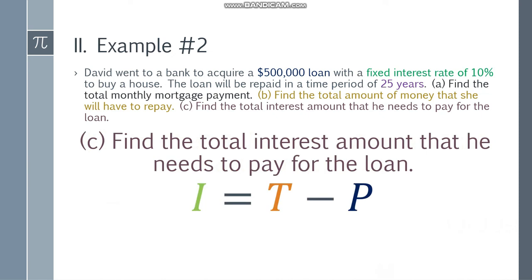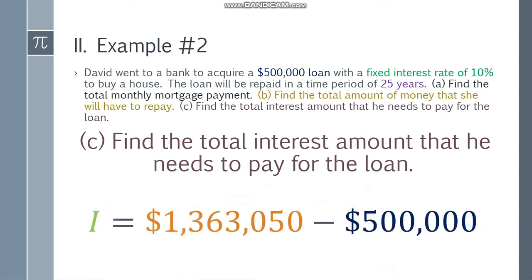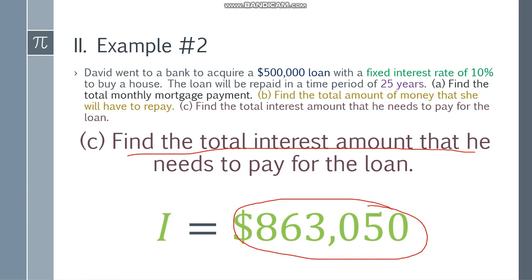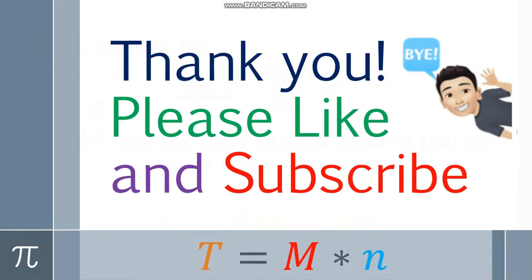Next one. What if we find the total interest amount that he needs to pay for the loan? So we have I is equal to T minus P, which is I is equal to $1,363,050 minus $500,000. And we have the answer, $863,050. So the answer to letter C, find the total interest amount that he needs to pay for the loan, is $863,050. And that's the end of the lesson on how to find the monthly mortgage payment.